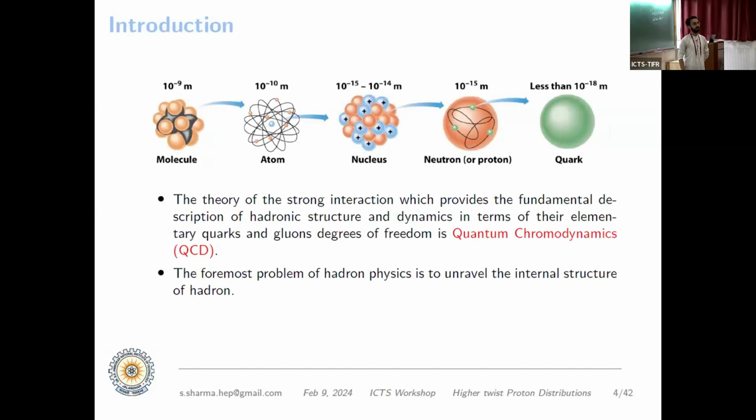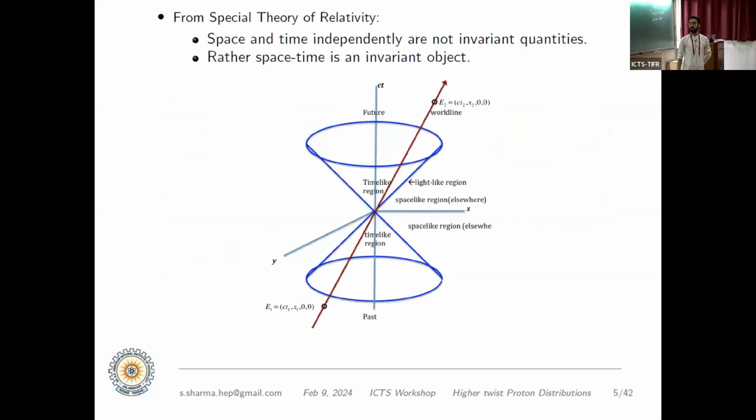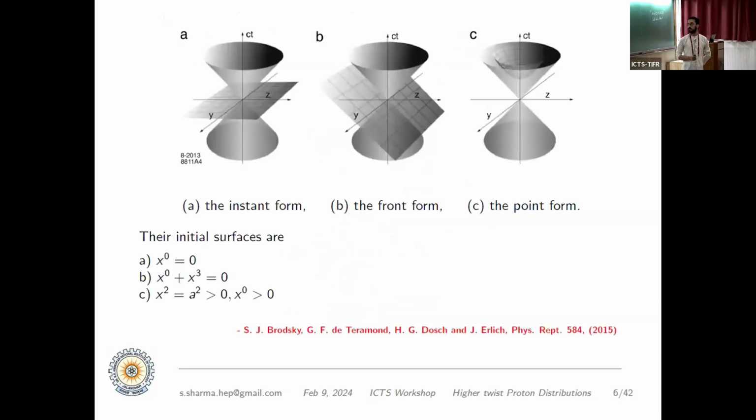The basic idea of QCD is to describe hadrons in terms of quarks and gluon degrees of freedom. So we are going to work with small particles and at higher energies. This means that the special theory of relativity comes into the picture, which says that space and time are not invariant quantities; rather, space-time collectively is an invariant object. And here we have three different regions depending upon the velocity of our particles. And yes, it is clear that we are going to work with light cones.